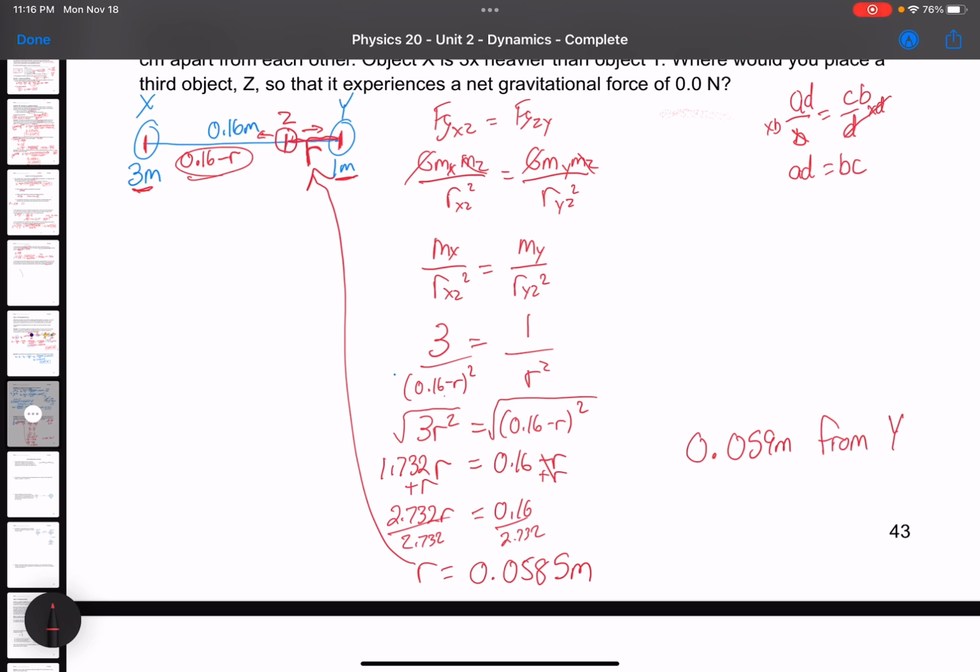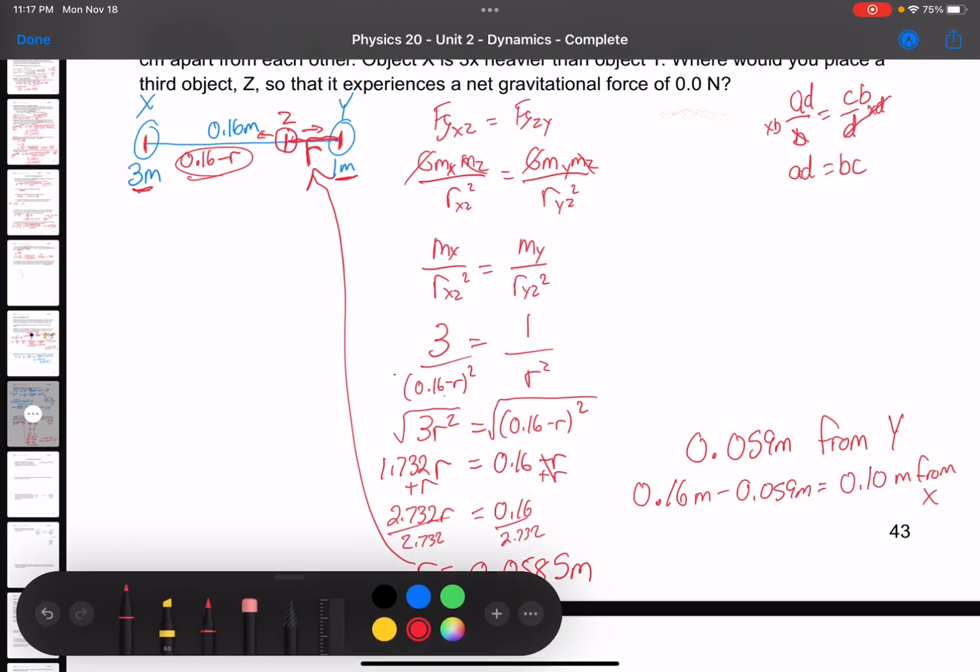Now that's enough for a final answer, but just in case the question was to ask you, how far is it from x? Then I would have to go 0.16 minus 0.059. And I would get 0.10 meters from x.